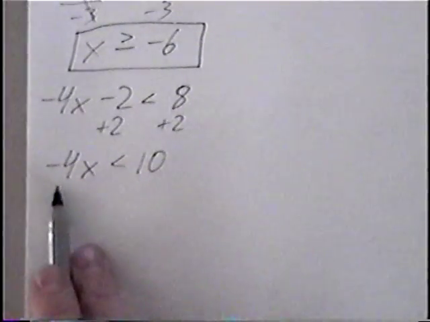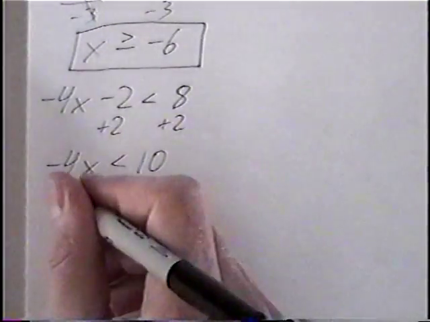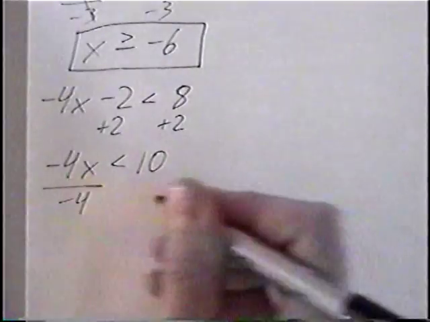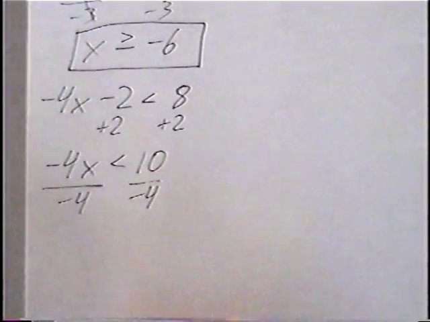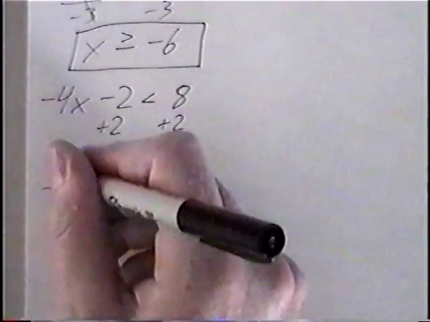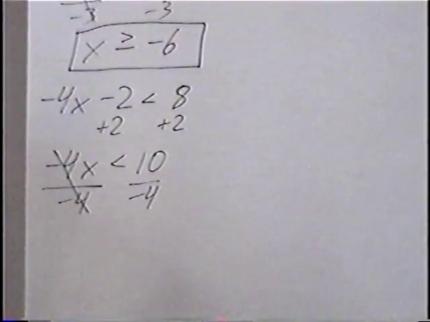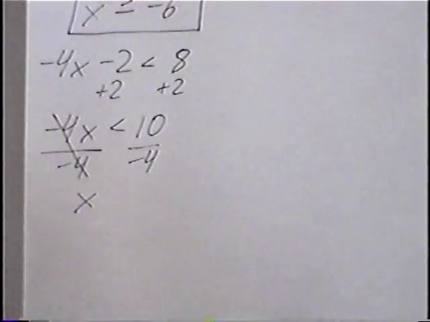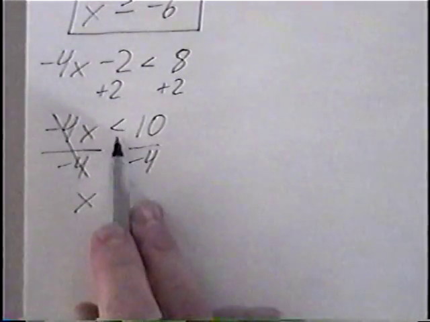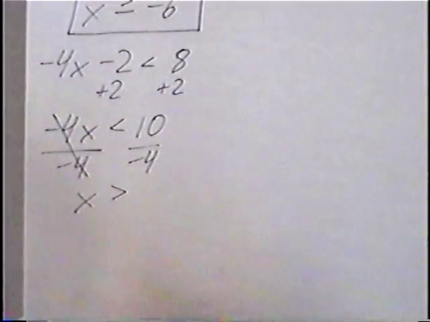And the last step, we have negative 4 times x. To get rid of multiplying by negative 4, we can divide by negative 4. The negative 4's would cancel. X would come down. And again, if you divide by a negative number, the inequality would switch around.